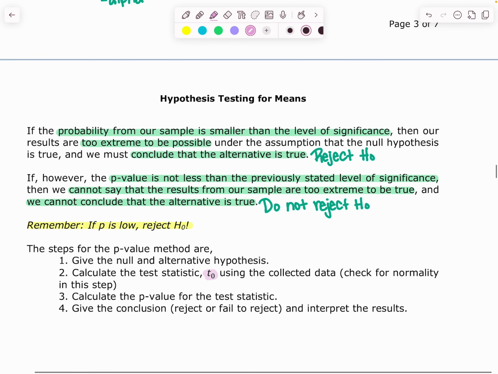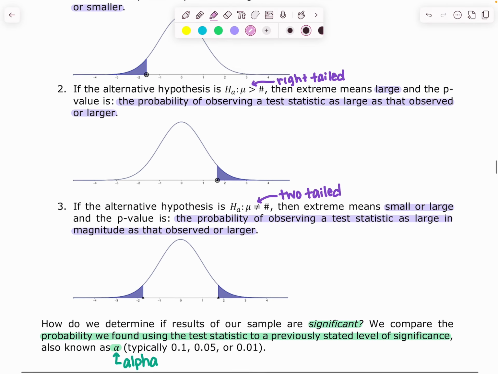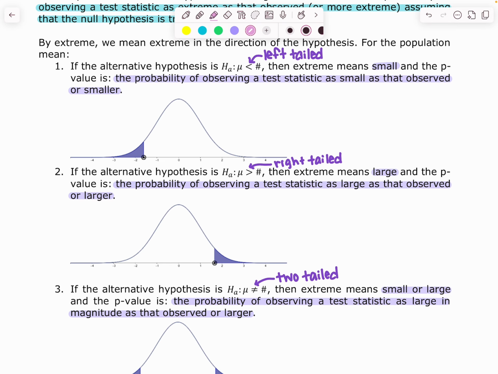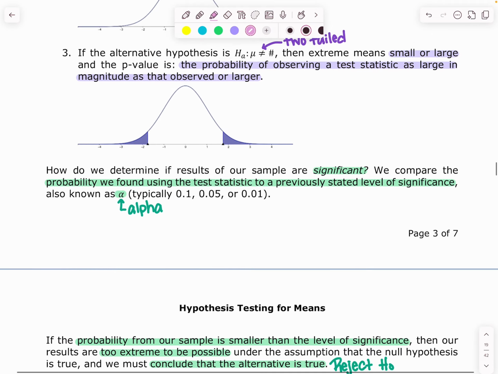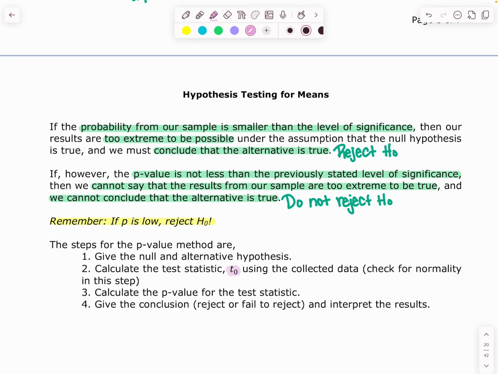So again, I went through this pretty quickly because I'd already gone through a lot of the details in the hypothesis testing for proportions video. So if you need more of those details, especially in this middle section here on the left-tailed, right-tailed, and two-tailed, please go back and watch that video. But this is the process for doing a hypothesis test for means. So we're going to jump into the examples next.